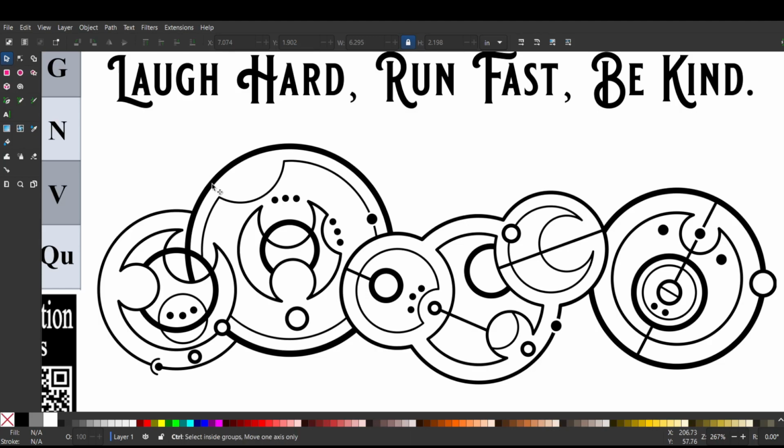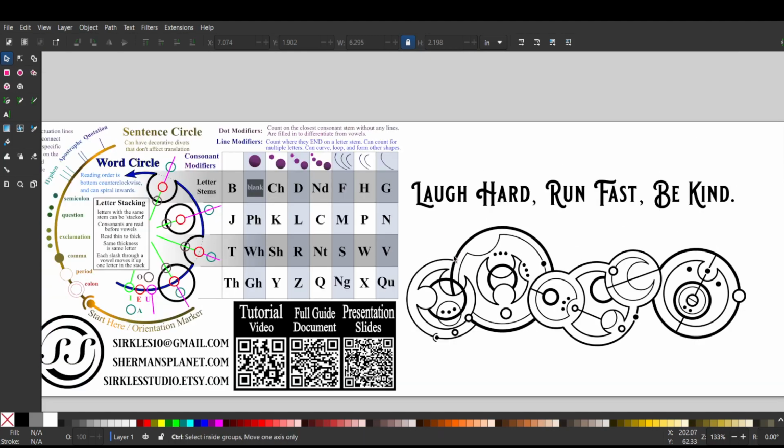Let's get into the actual translation of this design. So we read the script starting at the bottom and then going counterclockwise around each word. And that's noted right here. Reading order is bottom counterclockwise, and it can spiral inwards if you're doing a circular design or a really big word that requires more letters than could fit conveniently around the outside of it. And you also have a start and orientation marker, which is this little guy right here. So this tells you that this is the beginning of the circle and that this direction is down.